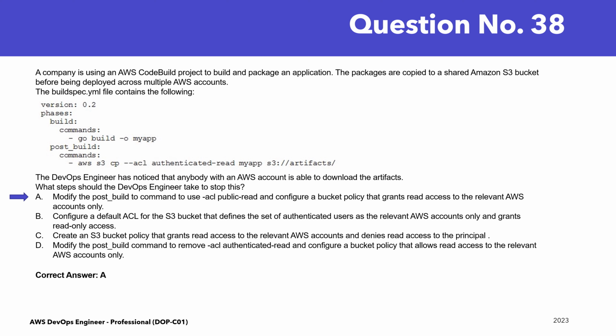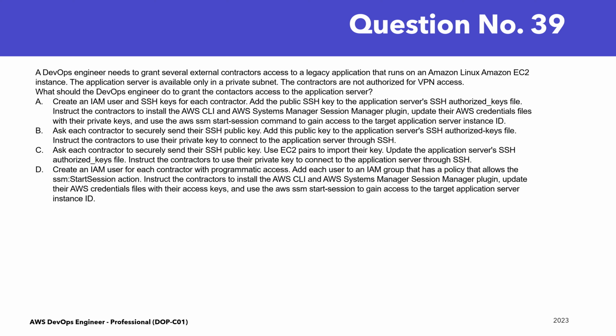Correct answer, A. A DevOps engineer needs to grant several external contractors access to a legacy application that runs on an Amazon Linux Amazon EC2 instance. The application server is available only in a private subnet. The contractors are not authorized for VPN access. What should the DevOps engineer do to grant the contractors access to the application server?